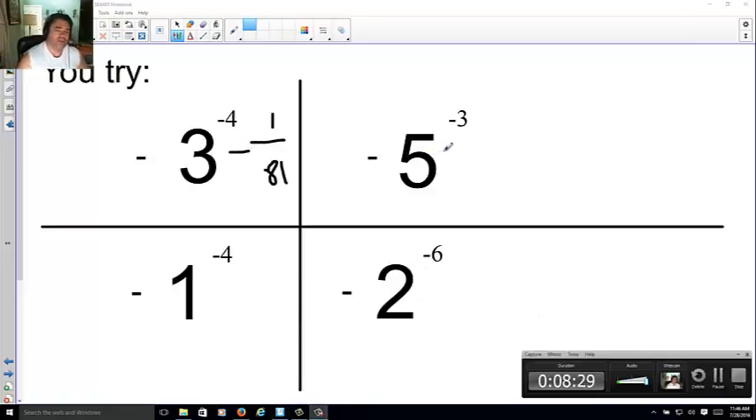Gotta check the time here. Let me speed this up just to make sure I have enough time to finish. This is going to be negative 1 over 125.